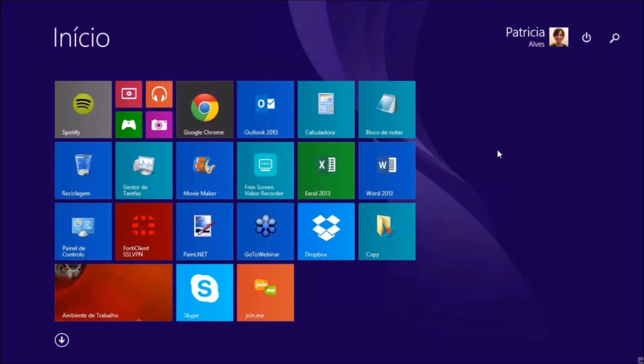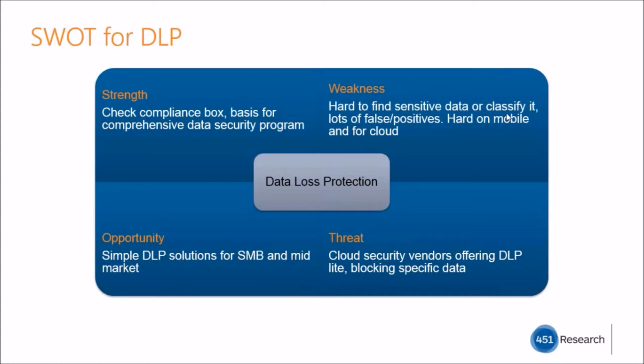And on my last slide here, this is the SWOT for data loss prevention. And so the strengths here, it does allow IT to check compliance boxes and perform policy-based encryption of sensitive data. And it should really form kind of the basis of any comprehensive data security program. The challenge, though, the weakness, is that it's really hard to apply this policy.